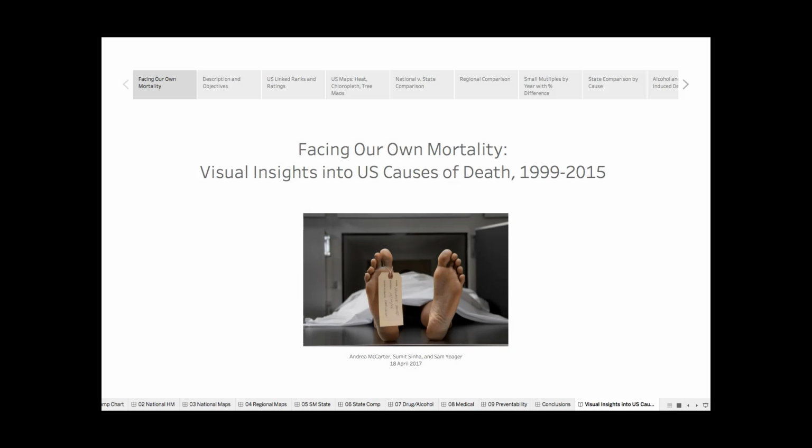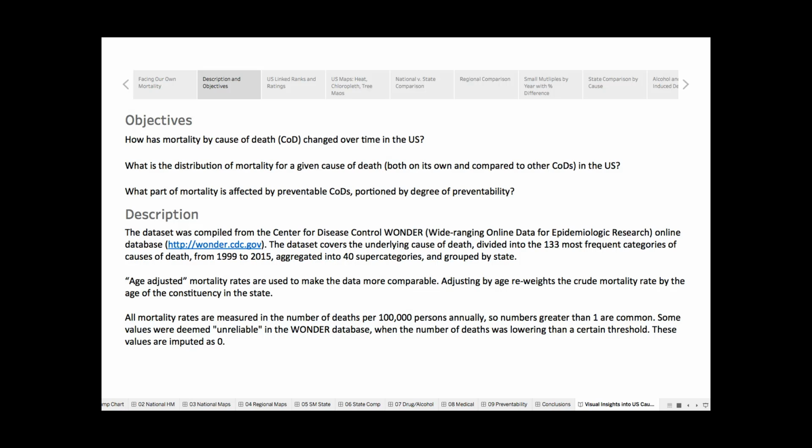Facing Our Own Mortality: Visual Insights into the U.S. Causes of Death from 1999 to 2015 by Andrea McCarter, Sumit Sinha, and Sam Yeager. Using data collected by the CDC, this report attempts to create insights into the causes of death across the United States over time using info visualization techniques while addressing the following questions.